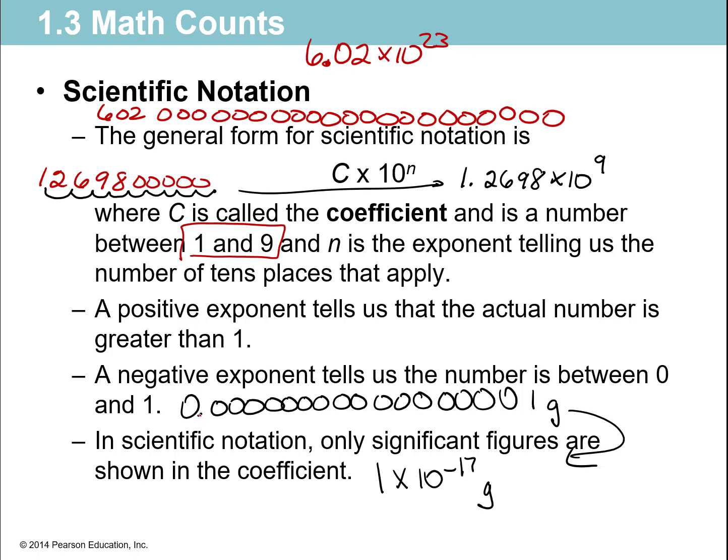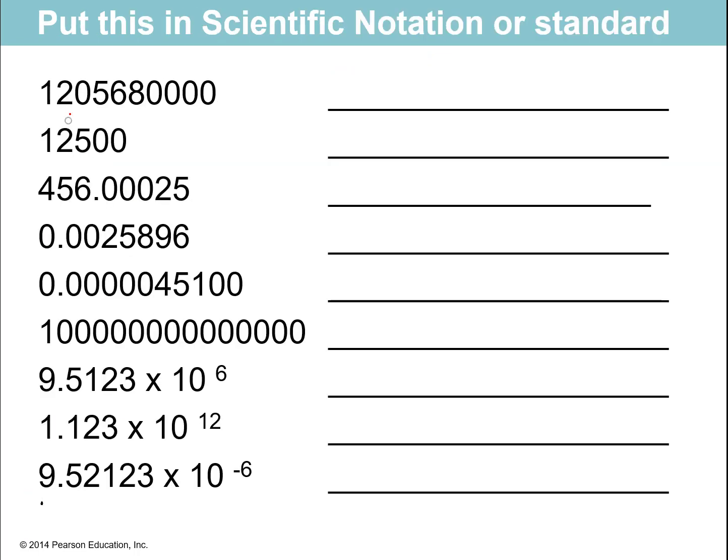If I started over where this decimal is, I'd count as I went, keep going and counting until I got my decimal place all the way to here. And if you count those, that would be 17 places. So it's 1 times 10 to the minus 17th. Okay, so put these ones in scientific notation and make sure you keep significant figures. And then if you get down to the bottom ones, you put them back in expanded form, like standard writing.